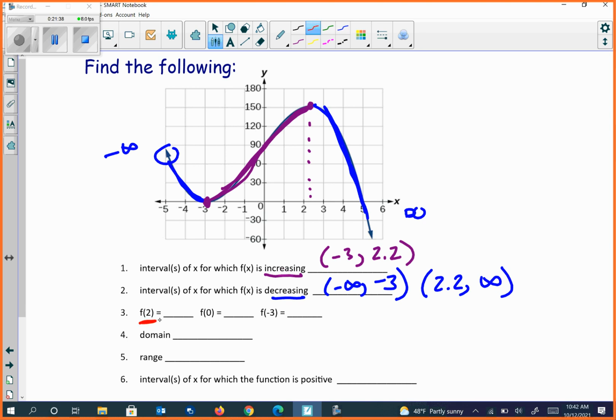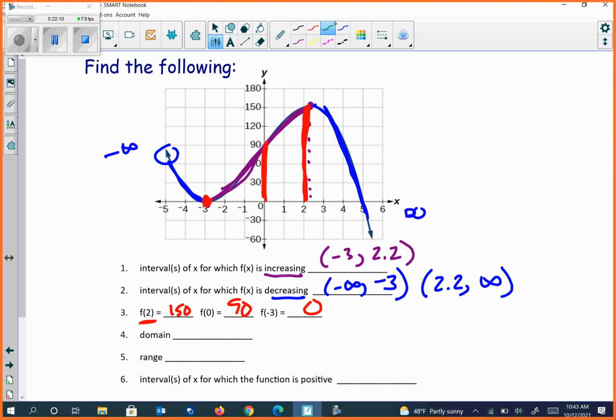All right, f at 2. F at 2, I'm going up. What do I see? What does it look like I'm at about when I get to right there? 150? I like it. At 0, what are we pretty close to? 90, I think. I'd go with that. F at -3? 0. Good.